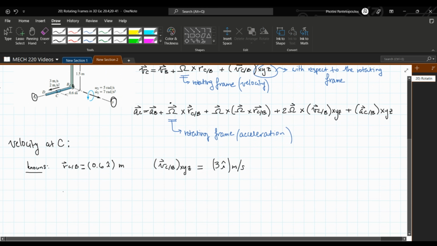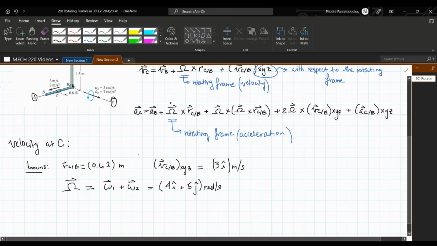And then, believe it or not, we can find the angular velocity of the rotating frame because that's essentially the sum of the angular velocities that we have in the problem, like last time. So that's none other than 4 i hat plus 5 j hat rad per second.